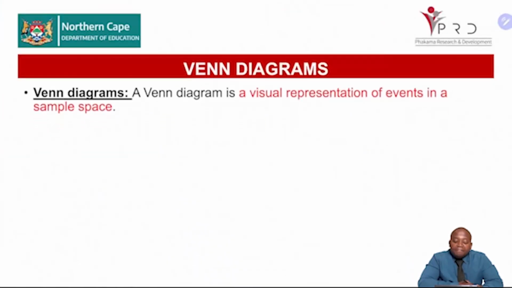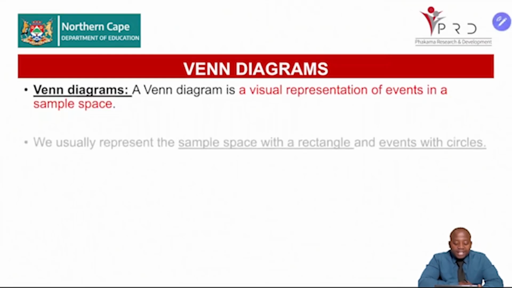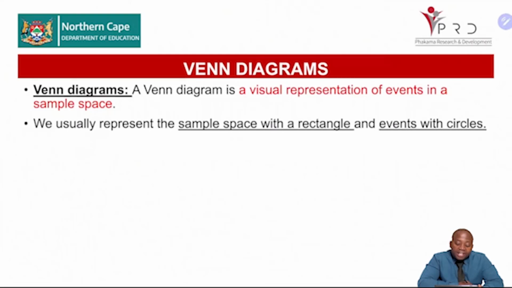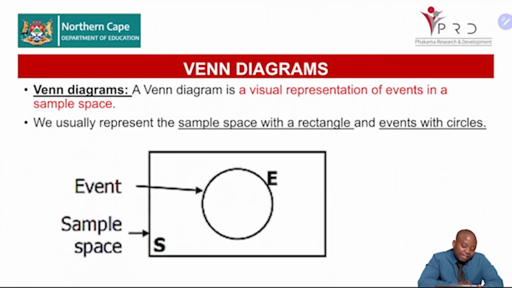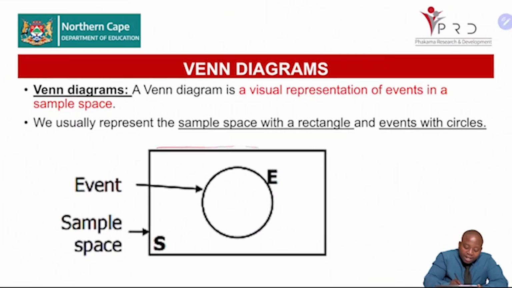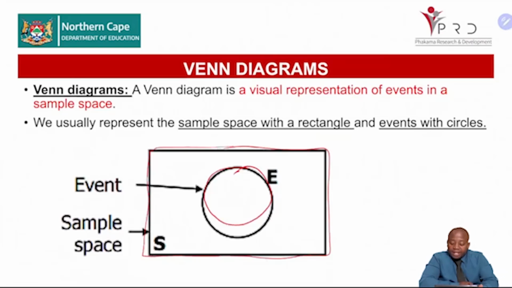Then we are going to look at Venn diagrams. A Venn diagram is a visual representation of events in a sample space. In a Venn diagram, we usually represent a sample space with a rectangle and the events with a circle. So the whole sample space is that rectangle there. Then an event is given with a circle.